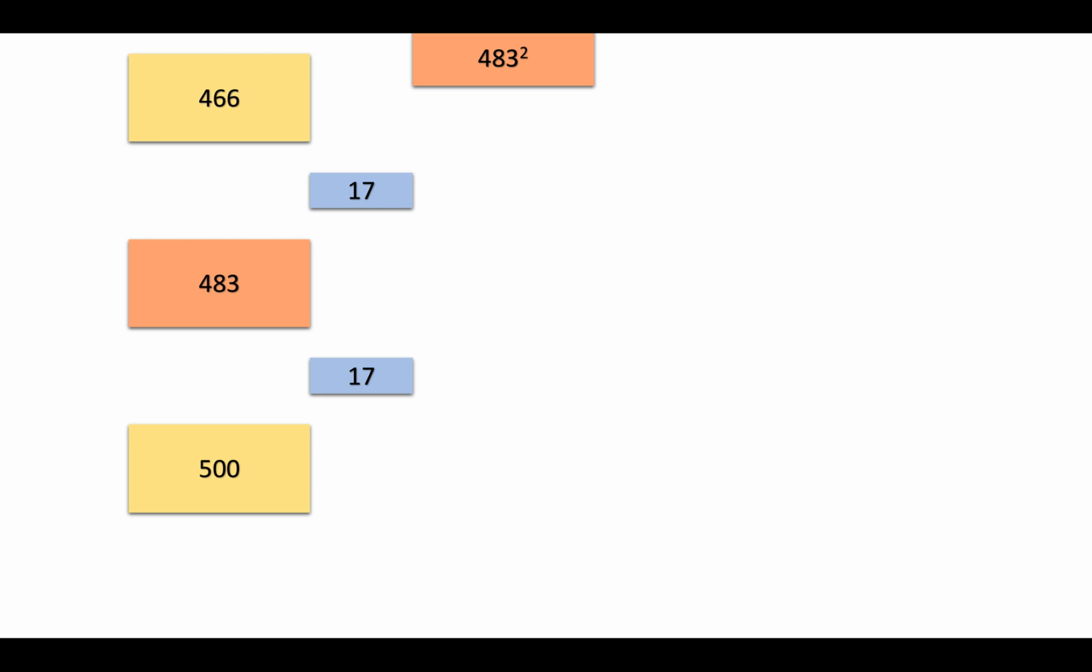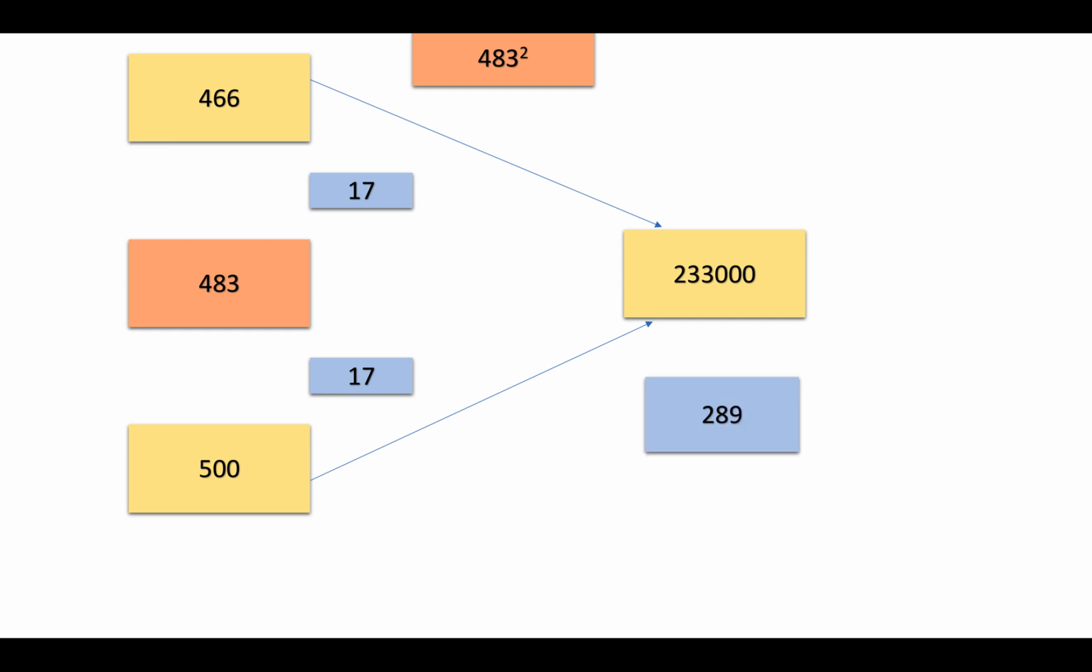So 466 divided by 2 is 233. Multiply by 1000, it becomes 233 thousand. Square of 17 is 289. So 233,000 plus 289 just becomes 233,289. Right? Easy to go with it. Once you practice it, it will become very natural. You can calculate it within 5 seconds, even squares like 483.